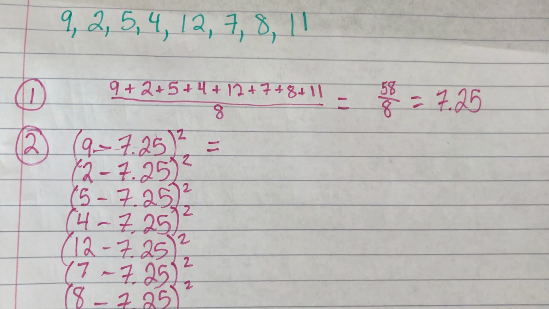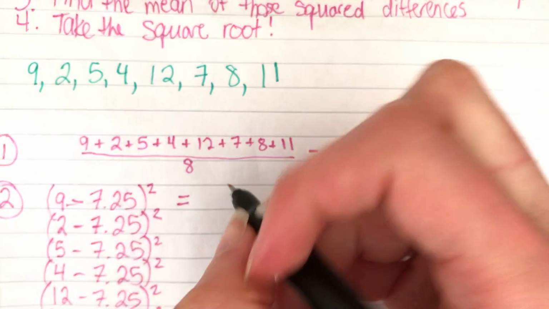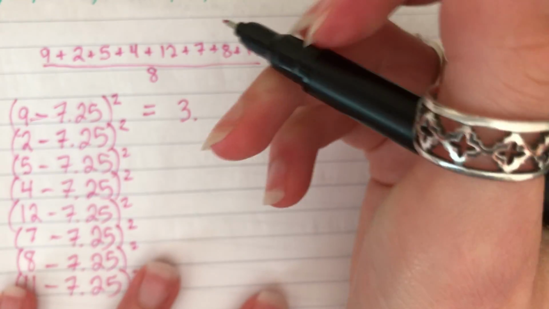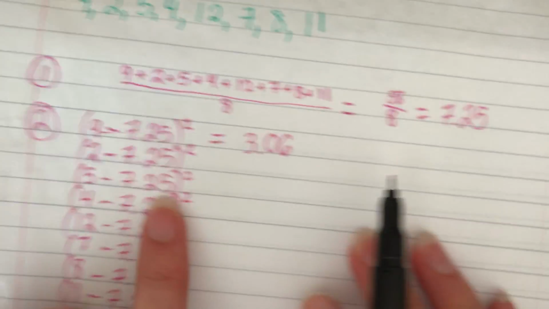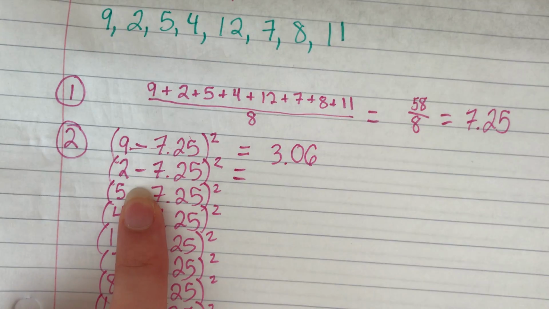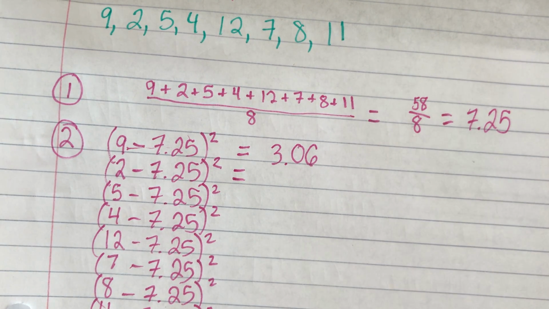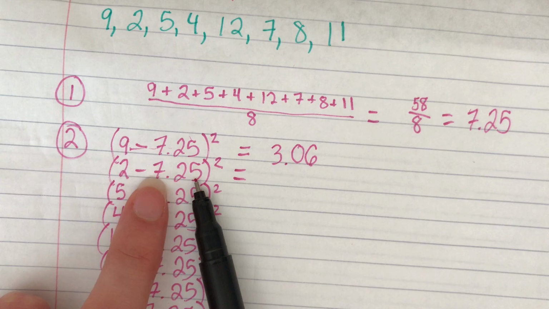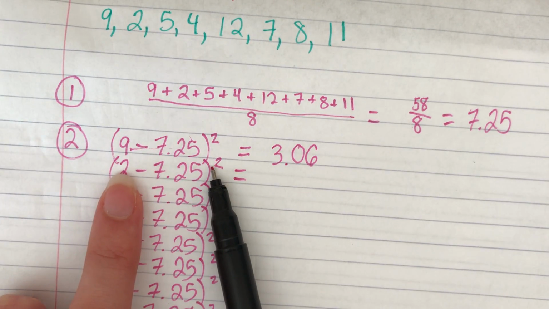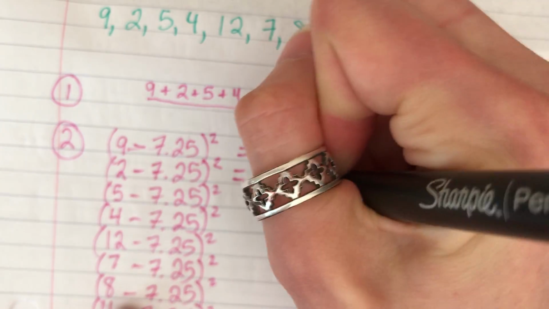So 9 minus 7.25, again, that's in parentheses, and I want to square that. Okay, that's giving me 3.0625. Now I'm just going to go ahead and leave it at these two decimals, 3.06. Okay, let's keep going. Now we have 2 minus 7.25, again in parentheses, and we'll square it. Okay, now what's interesting here is you'll notice 2 minus 7.25 gives us a negative number, right? But if we square a negative number, then we're going to get a positive number. So we get 27.56.